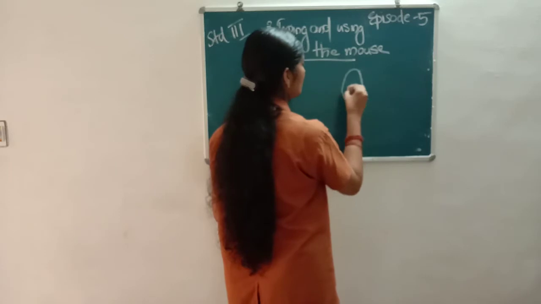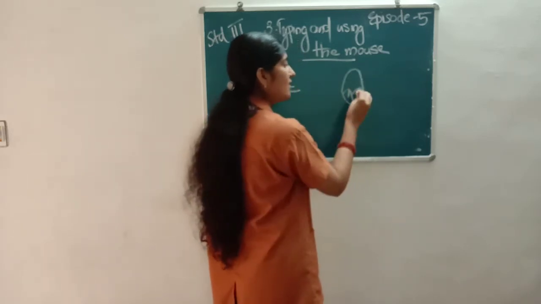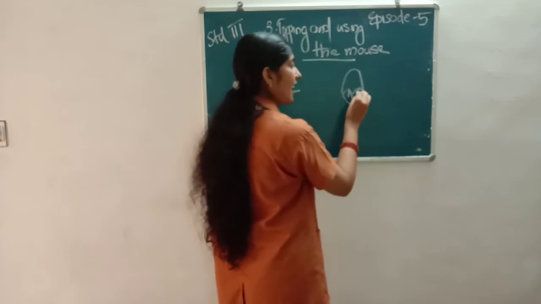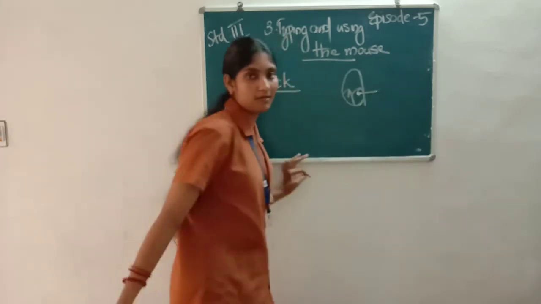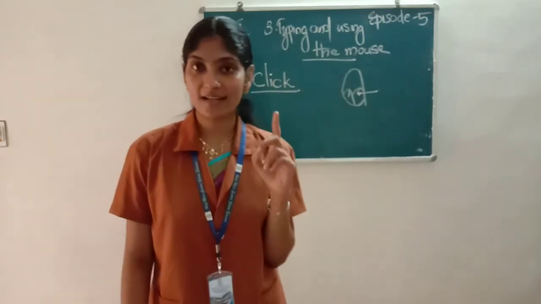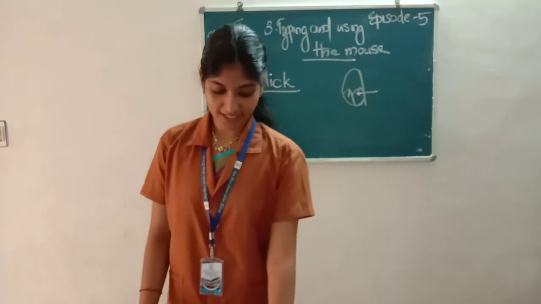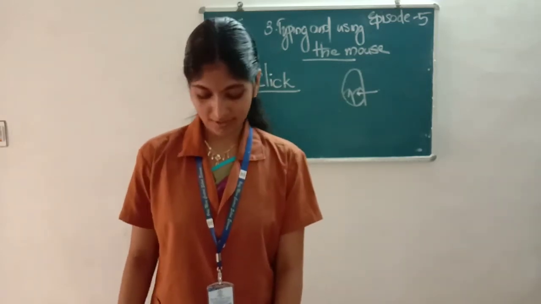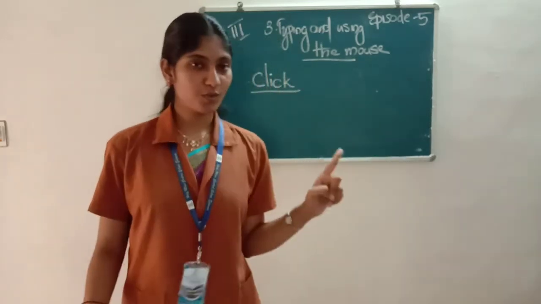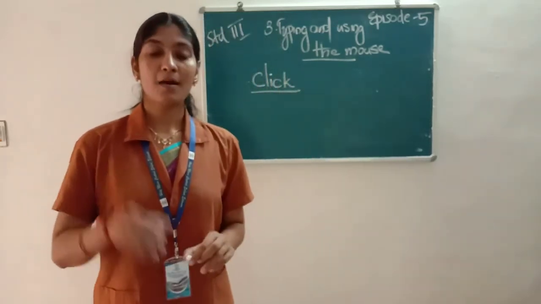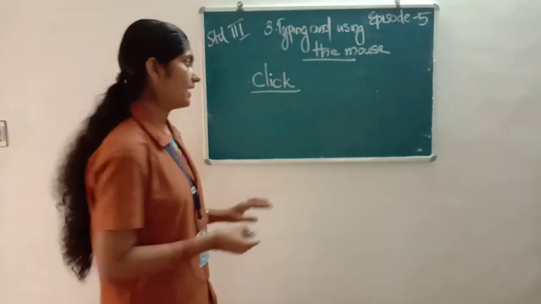this is a mouse and there are two buttons. So left button and right button. Press the left button and release it quickly so that you can hear a clicking sound. That means you will hear a click sound. So click means press the mouse button and then release it quickly.